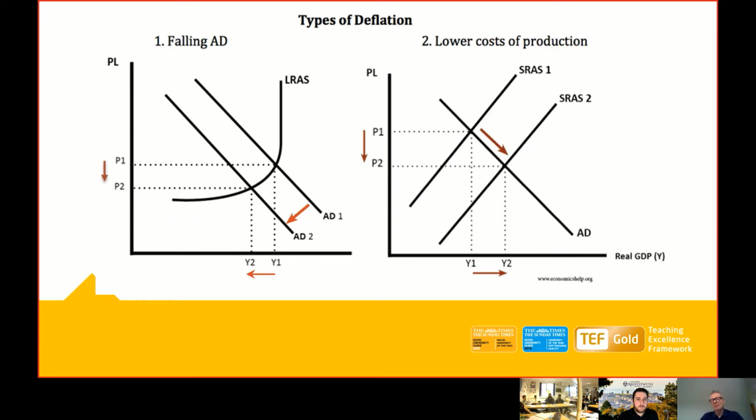And then number 2 there, lower cost of production. We can see the short run average supply curve move from SRAS1 to SRAS2, and we can see an increase in real GDP, and a fall in prices there. So where there's a fall in aggregate demand or a lower cost of production, prices are falling, but there's a difference in what happens to real GDP: a fall in real GDP with a fall in aggregate demand, and an increase in real GDP with lower cost of production. So the message there is that deflation isn't all bad.